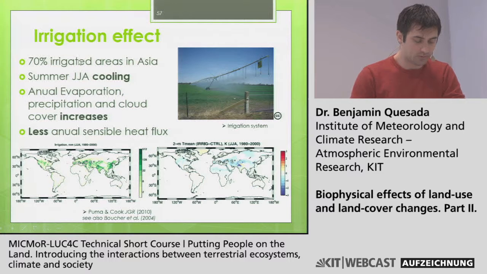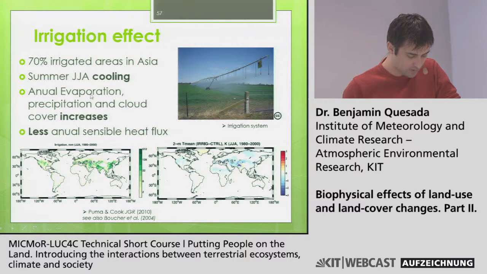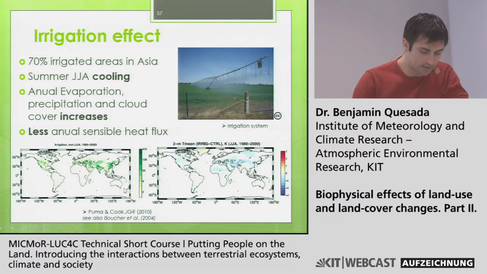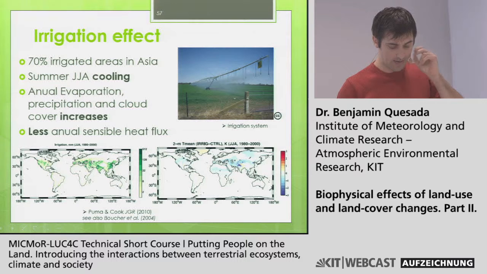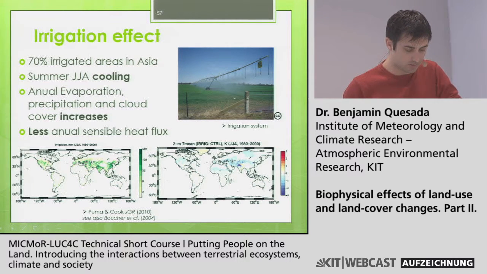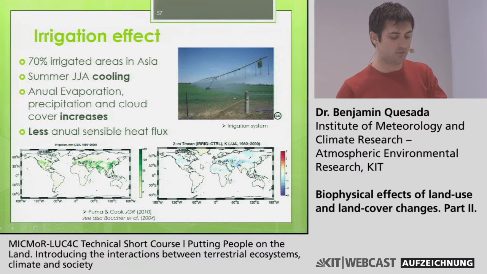Irrigation effects. Irrigation drastically increased in the past century, especially in Asia, where you concentrate 70% of irrigated areas in the world. So Puma and Cook in JGR 2010 tested the impact of irrigation at global scale on the surface temperature. Here it's only for summer, and we see a summer cooling due to the fact that with irrigation you provide more water to the soil, you have more evaporation, precipitation and cloud cover increase, and in general you have less sensible heat flux that warms the surface. So you have this cooling effect.